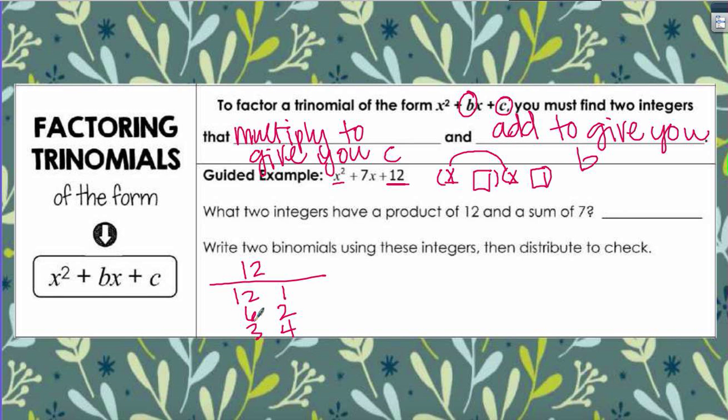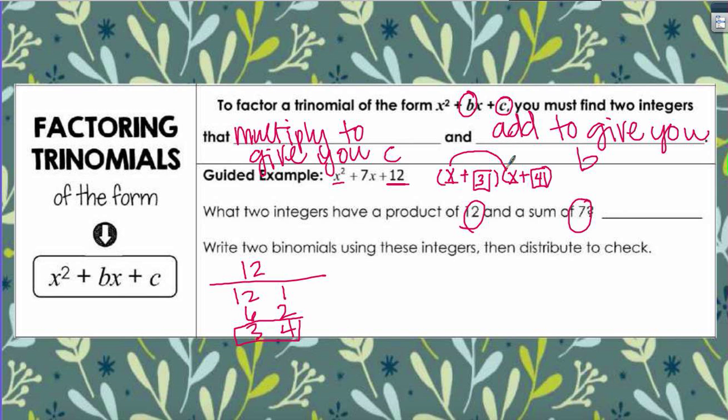But which of those, if I multiply, will give me 12, but if I add, will give me 7? 12 plus 1 is 13, 6 plus 2 is 8, 3 plus 4 is 7, so that's the one we want. So I know that one of these was a 3 and one of these was a 4. Since it comes out to be a positive 12 at the end and a positive 7 in the middle, I know that both of these were plus inside. So I can check by FOILing it back out to see if I get x squared plus 7x plus 12.